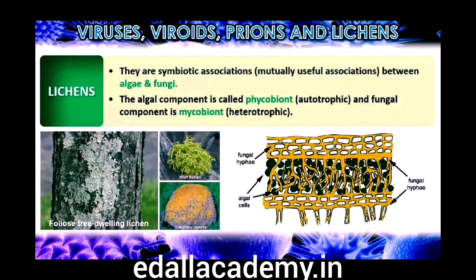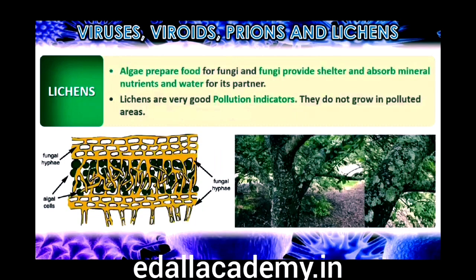Lichens. Lichens are symbiotic associations, that is, mutually useful associations, between algae and fungi. The algal component is known as phycobiont and fungal component as mycobiont, which are autotrophic and heterotrophic, respectively. Algae prepare food for fungi and fungi provide shelter and absorb mineral nutrients and water for its partner.